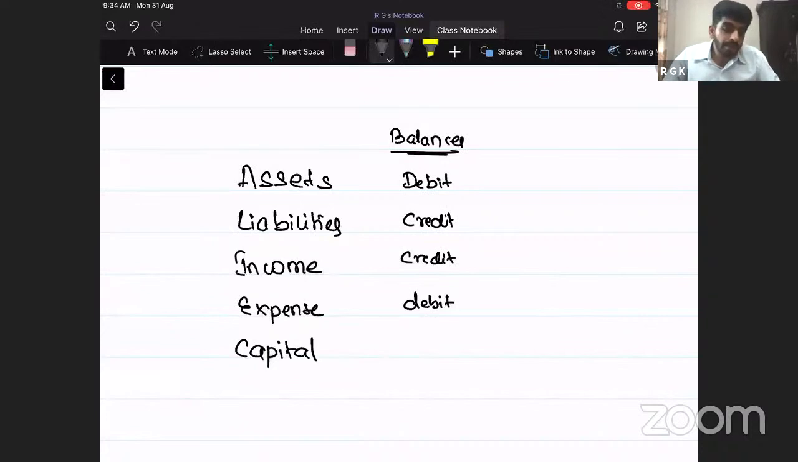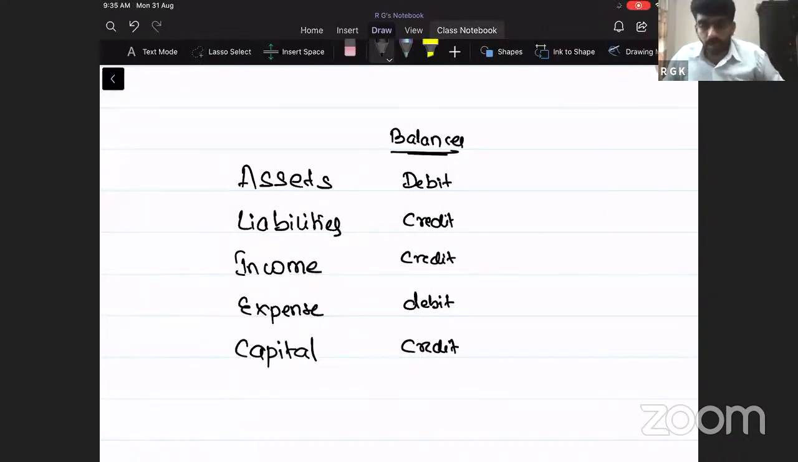See, liabilities are money to be paid by the business to the outsiders. Capital is the money to be paid by the business to the owner. Obviously, this is also an obligation, so this will always have credit balance.